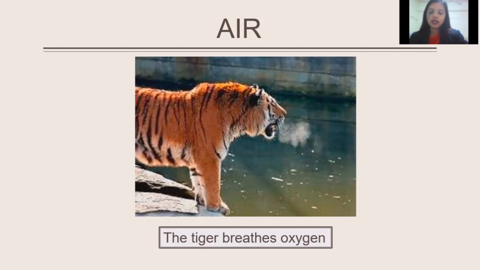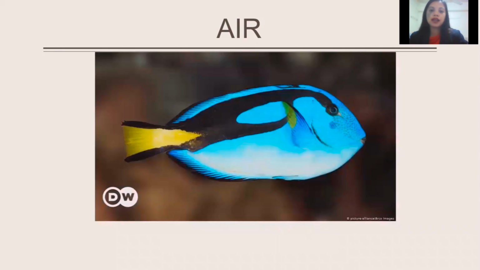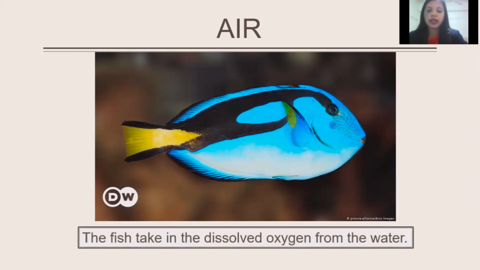Okay? So, another one we have here is the fish. How do you think the fish interacts with the air? Do they interact with the air? Okay, so the fish take in the dissolved oxygen from the water. So that is how they interact with the air.